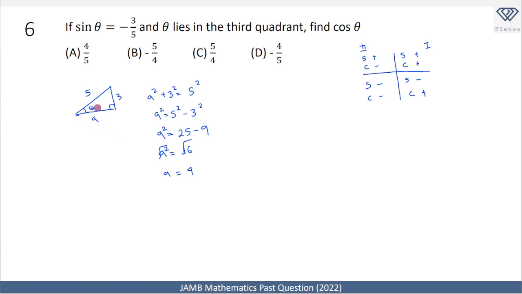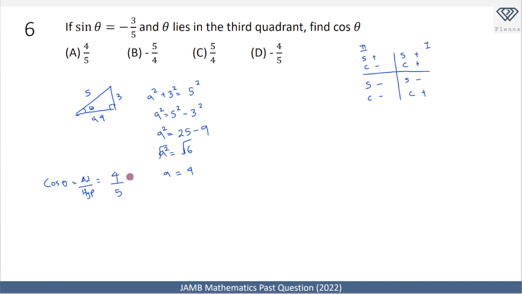So that means here is equal to 4. So now we can find cos theta. Now cos theta, if you remember, cos theta is equal to what? Adjacent over the hypotenuse. Now what is the adjacent over here? The adjacent over here is 4, and the hypotenuse is what? 5. Hypotenuse is the longest side.